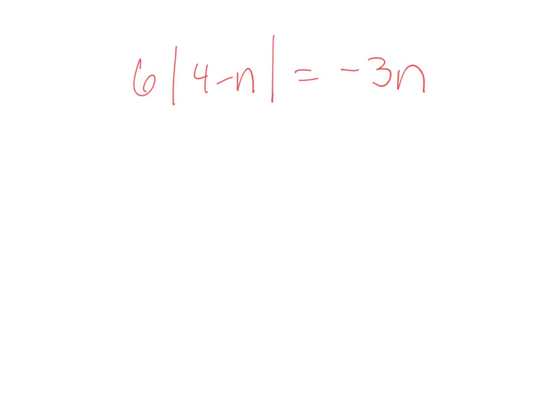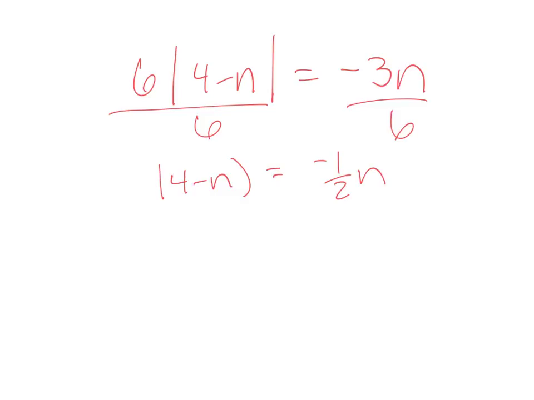All right, the first thing we're going to do is divide both sides by 6. And we have absolute value of 4 minus n equals -1/2 n. So far, so good? That's absolute value. So now we set up our two equations. 4 minus n equals -1/2 n, and 4 minus n equals 1/2 n.